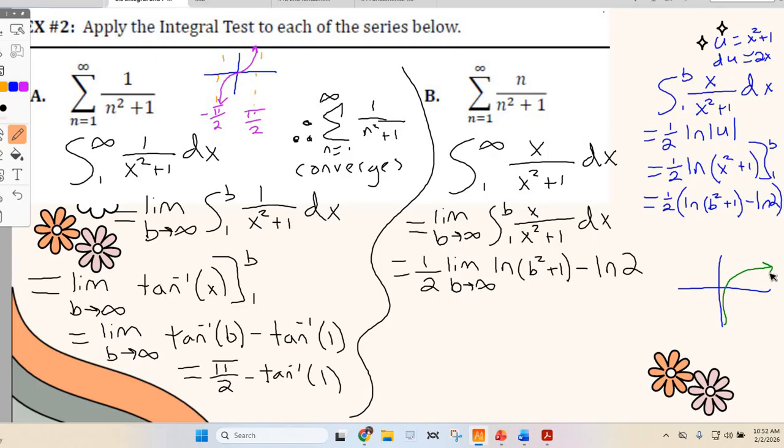Increasing very fast, but is it increasing? Which means that as my x values are getting larger, what's happening to our y values? They are also getting larger, which means that this first limit will equal what? Infinity. Okay. So if one of those parts equals infinity, what's the whole thing going to do? Diverge. So this diverges.